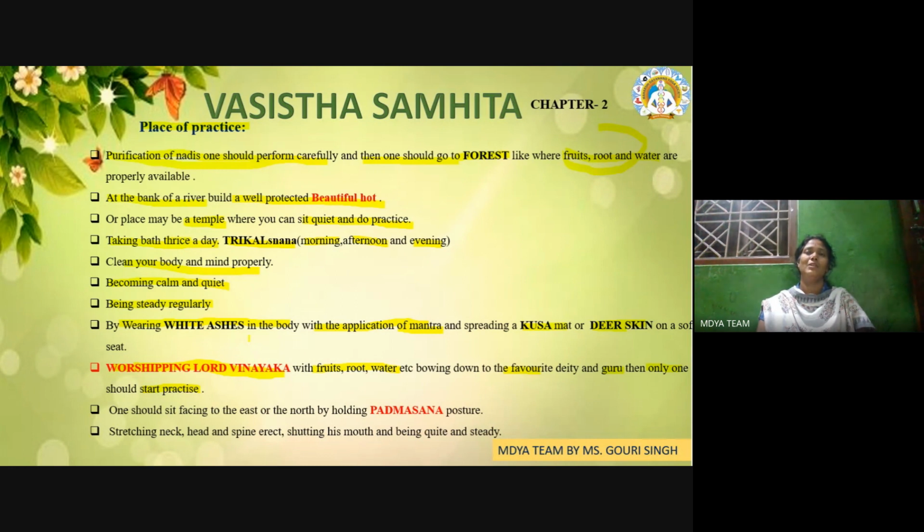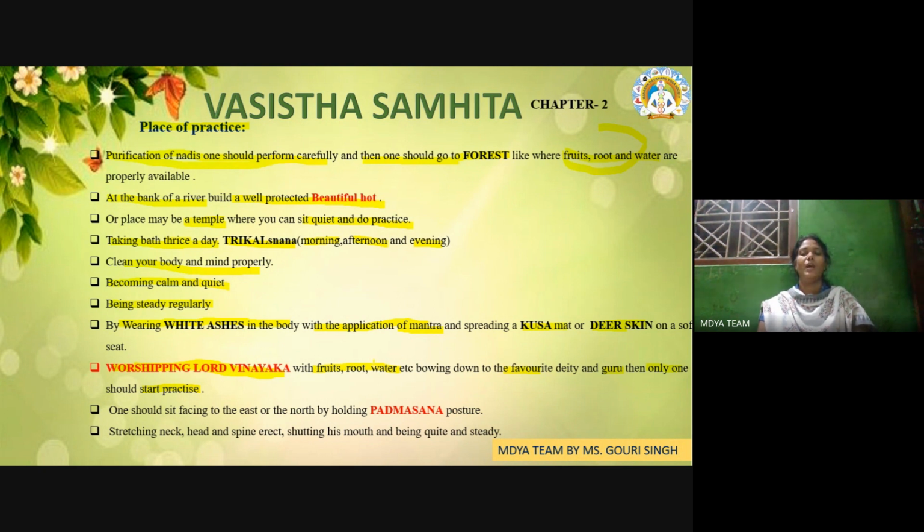Otherwise, Vasishtha said that you can sit in a temple and do your practice. And you have to do your trikal snana, means three times you have to take a bath and clean your mind as well as your body, and with calm and quiet you have to continue your sadhana regularly, by sitting on a kusa mat or deer skin. Before sitting on that kusa mat or deer skin, you have to apply white ash over your body, by chanting of the mantras.